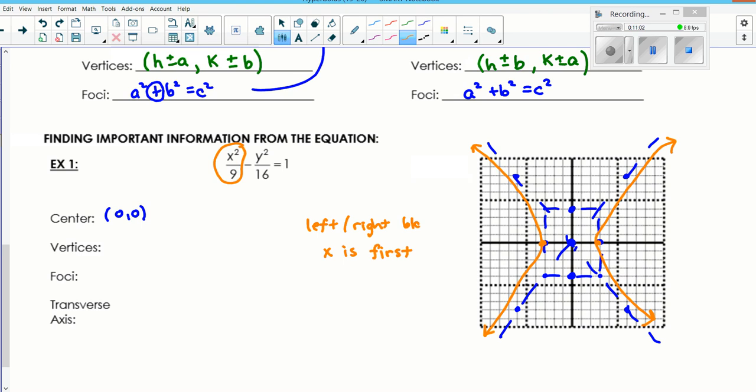Okay, so now I can label some things. I know where my vertice is. It was not the top and bottom, it was the left and the right. I can see that one of those coordinates is at -3, 0. The other one is at 3, 0.